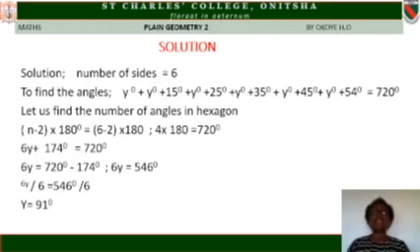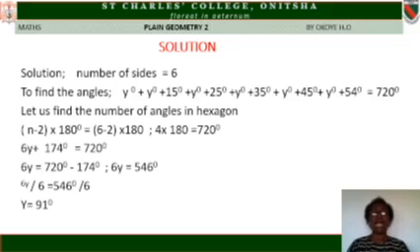When we count the number of the angles in the question, you can see that it is 6. So n, which means number of sides, is equal to 6. Now, the first thing we do is to find the total angle of a polygon before we find the value of y. We apply the formula. Let us use (n-2) times 180 degrees.